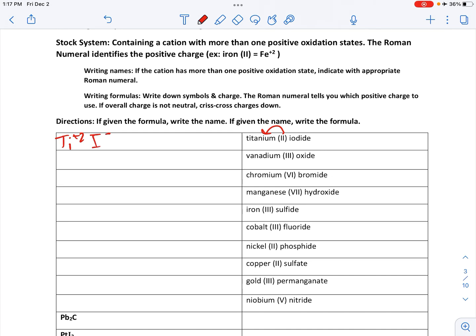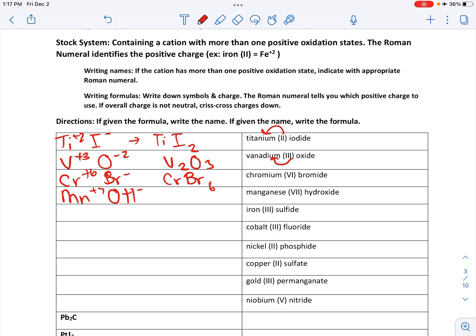Iodide, just like normal, is I minus 1. And then you just do what we've been doing. We crisscross. TiI2. Vanadium Roman numeral 3 means V plus 3. Oxide, O minus 2. V2O3. Chromium VI, that would be chromium 6, and it's got to be plus 6. Bromine is minus 1, so CrBr6. Manganese plus 7, and then this is hydroxide, which is minus 1.